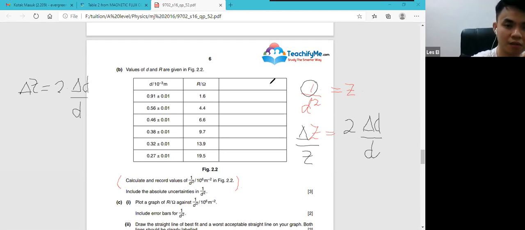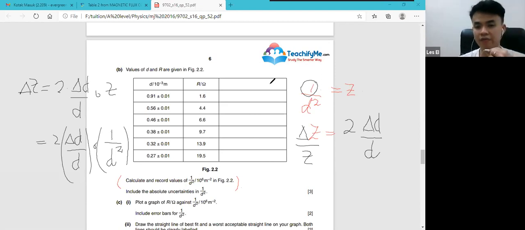So it means the absolute uncertainty for z is equals to 2 times this times z. So what is z? Z just now is 1 over d square. Anyone have questions until here?